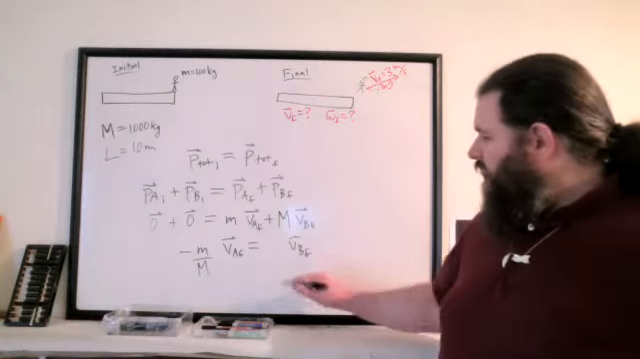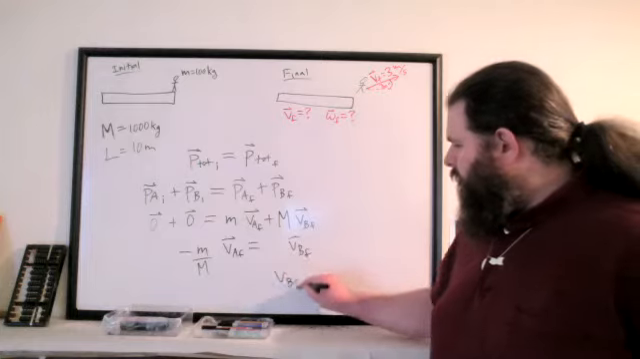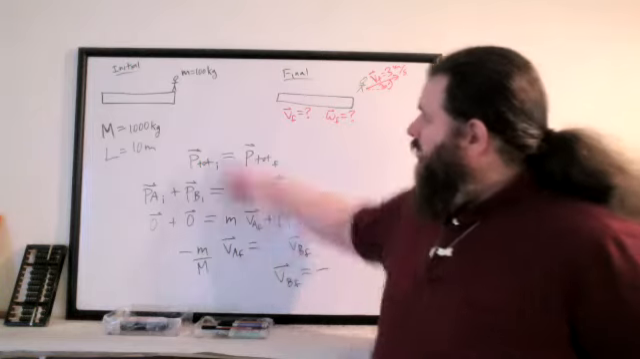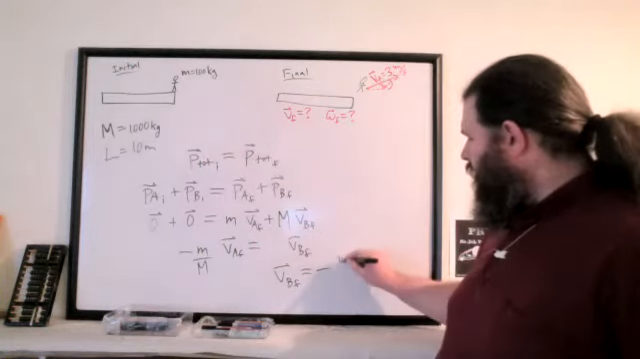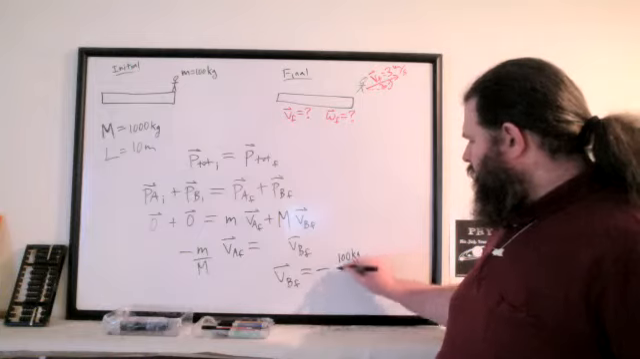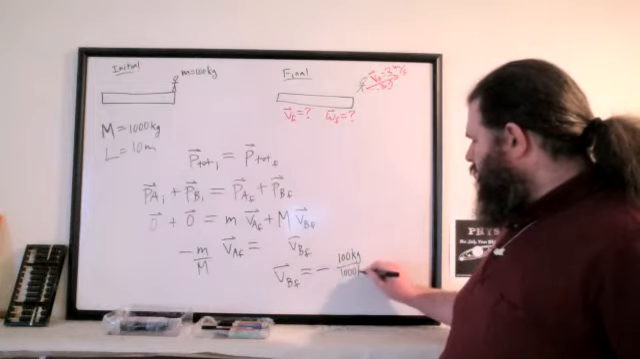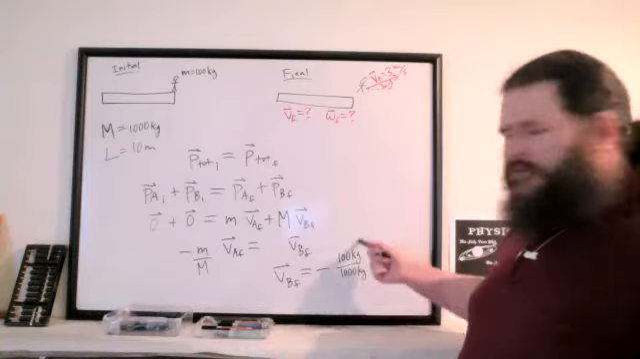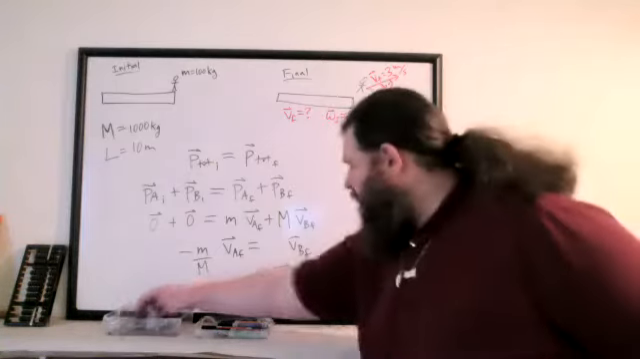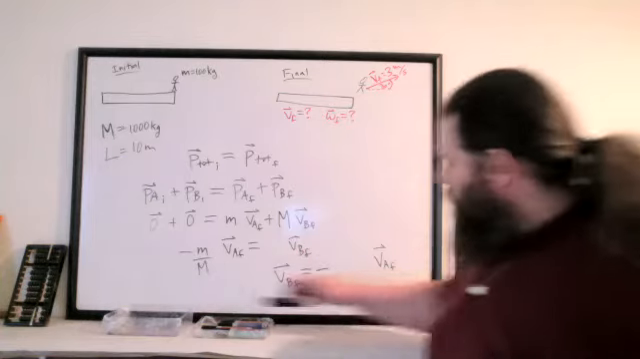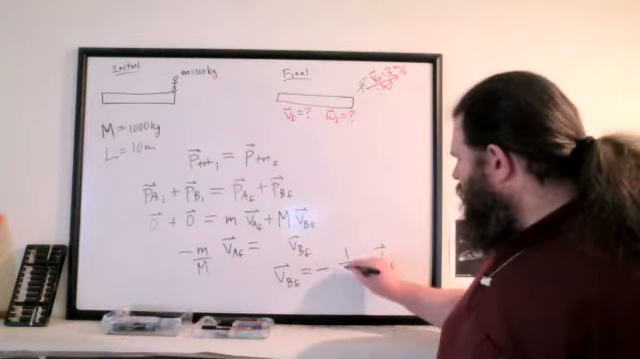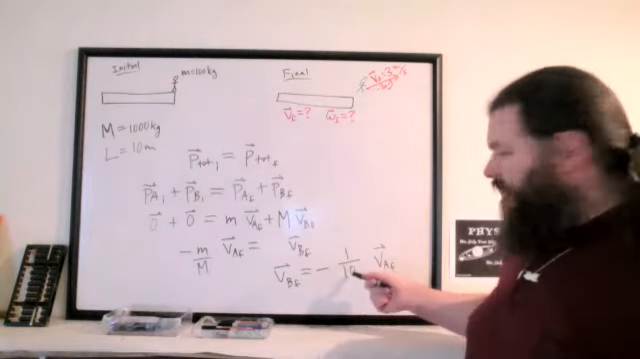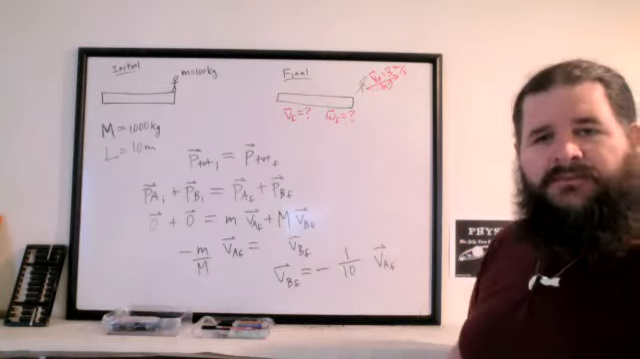But in this case, we can say v_B final is just negative little m over big M. That's 100 kilograms over 1,000 kilograms, times v_A final. 100 over 1,000 reduces to just 1/10. So this tells us the final velocity of the beam is negative 1/10 of the final velocity of the astronaut.